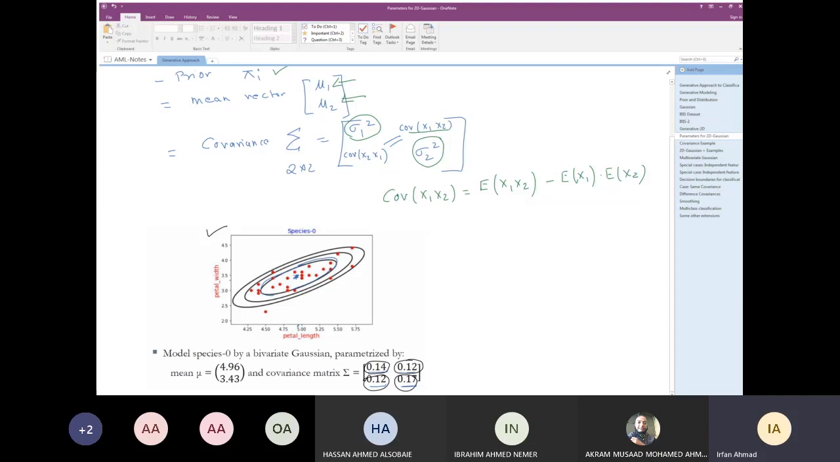So in a sense, what we are saying is, generally speaking, in a flower, if the petal length is high, the petal width will also be relatively higher, right? And in this case, the petal length mean is 4.96, the petal width mean is 3.43. And of course, based on these values, we can also find the correlation, right? The covariance between the two features is 0.12. So we can use the definition of covariance divided by the standard deviation of 1 times the standard deviation of 2 to find the correlation, right?